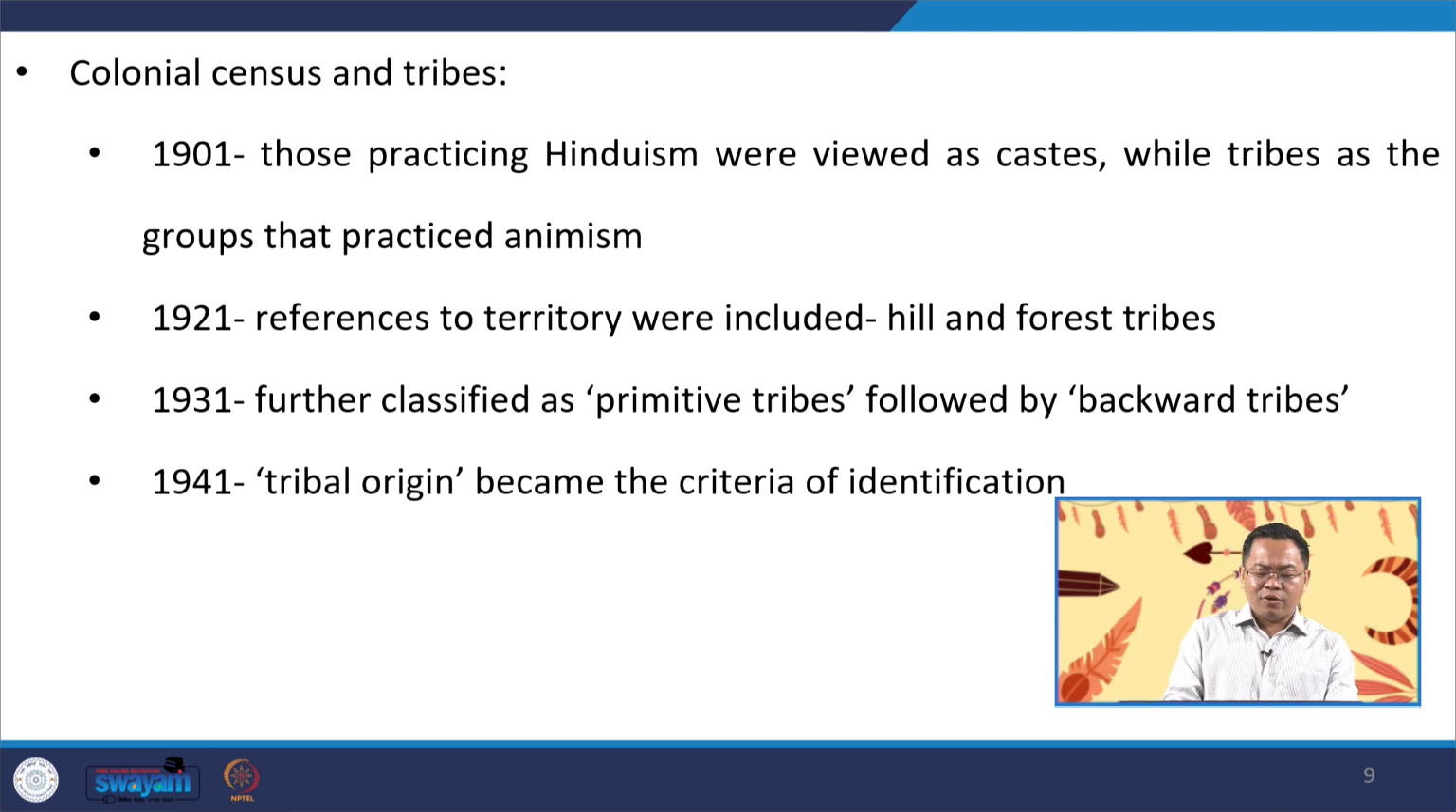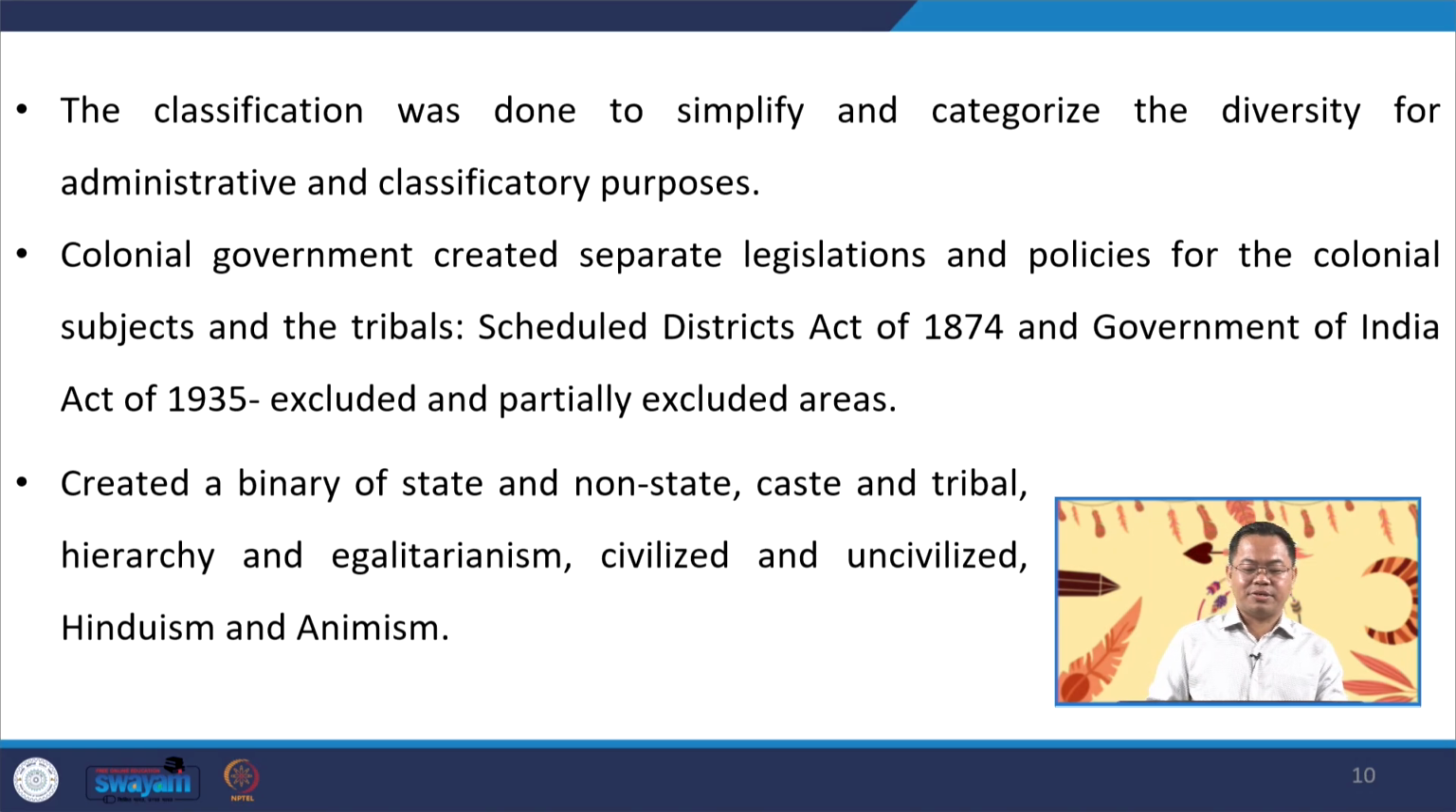Now, in 1941, the idea of tribal origin began to be used as the criterion of identification. So, like I said, these classifications were done to simplify and categorize diversity for administrative and classificatory purposes. All of us know that even today in India we continue to use the census. In the census, there are different parameters by which communities, families, groups, regions or states are clubbed together.